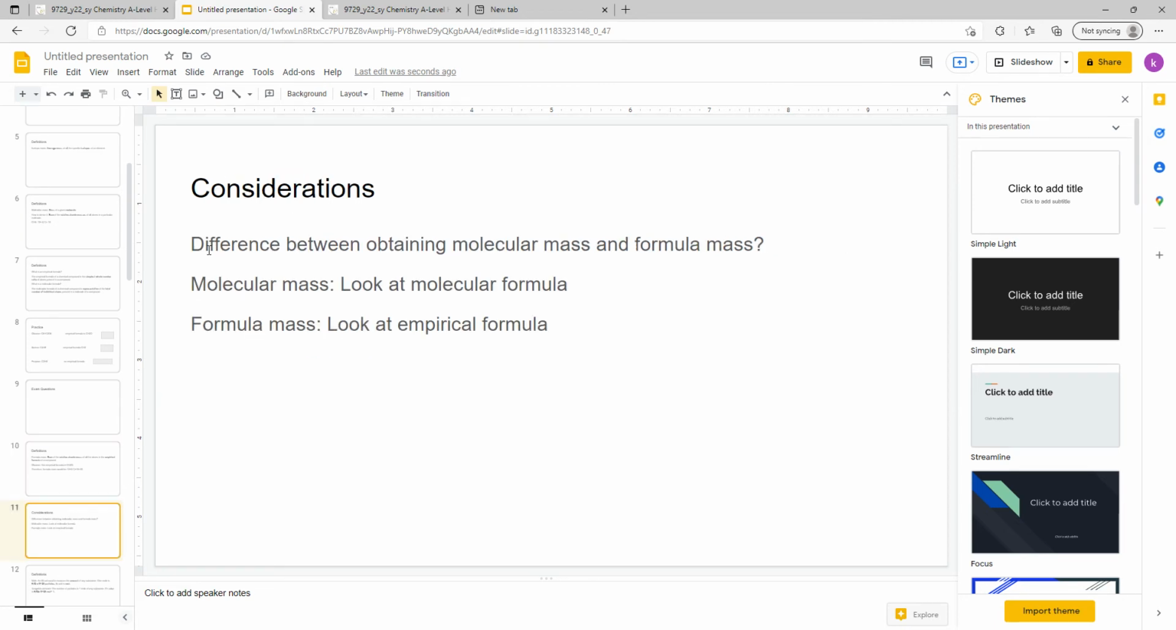So, let's look at the difference between obtaining molecular mass and formula mass. For the molecular mass, we need to look at the molecular formula, while for the formula mass, we need to look at the empirical formula. In examinations, we are mostly concerned with molecular mass. It is very rare that we look at formula mass, but I believe it is still worth knowing.